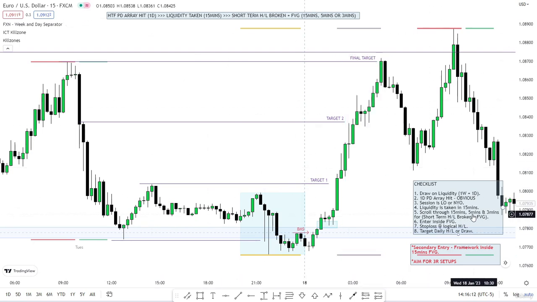So let's scroll down maybe to 5 or 3 and see how we could have. So you see I've entered in the fair value gap. Stop loss just below here. Then target daily high or low and internal range. So you can just use the nearest liquidity, internal range, then the final target. So let's go in here.